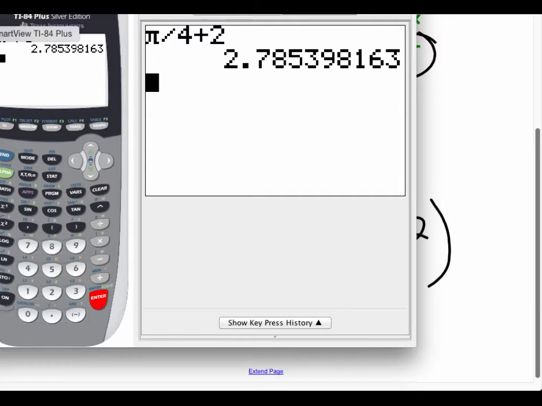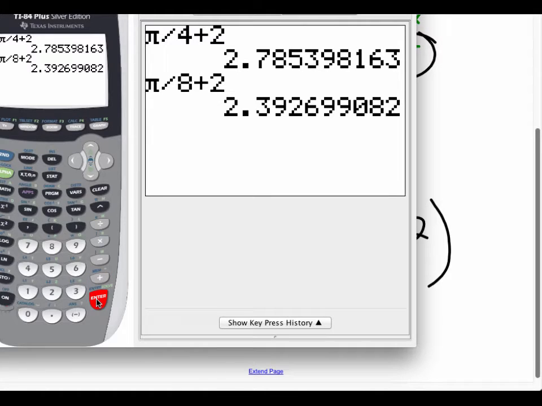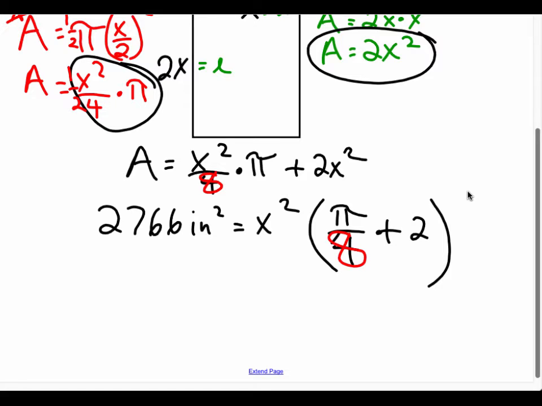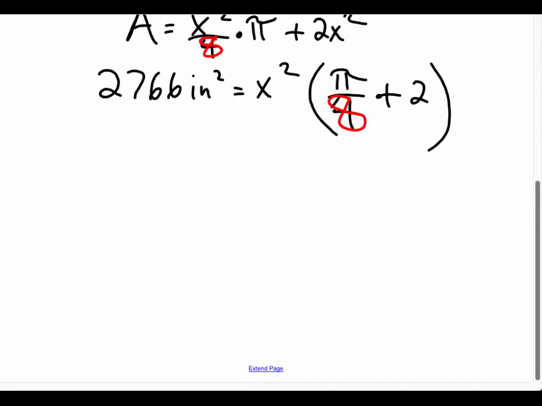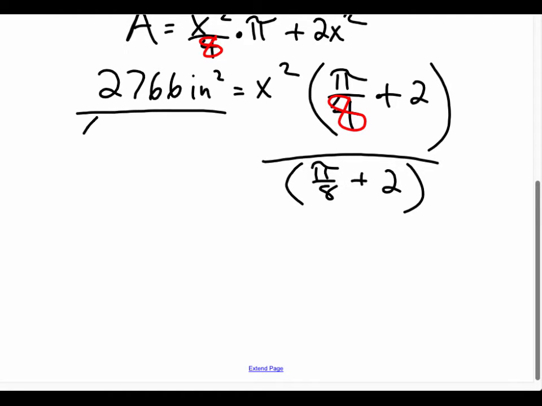So let's start over and we'll say second pi divided by 8 plus 2. So that'll change it a little bit. So it's 2.39. Okay. Now, this is an interesting thing. I can solve this the same way I solved the other one by just simply dividing both sides by pi over 8 plus 2.